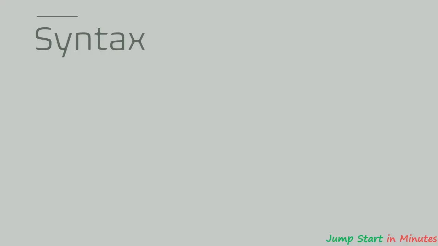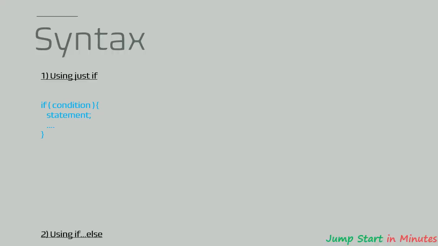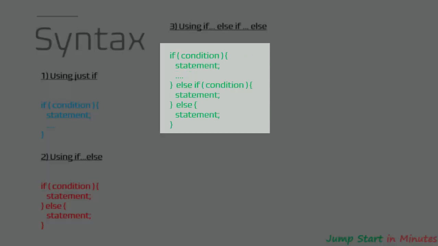Let's look at the syntax of the if statement in JavaScript. You can use just the if statement. If the condition is true, then the statements are executed. You can also use if along with else. You evaluate a condition, and if the condition is true, then the statements are executed. Otherwise, the statements in the else block are executed. You can also use if, else if, and else.